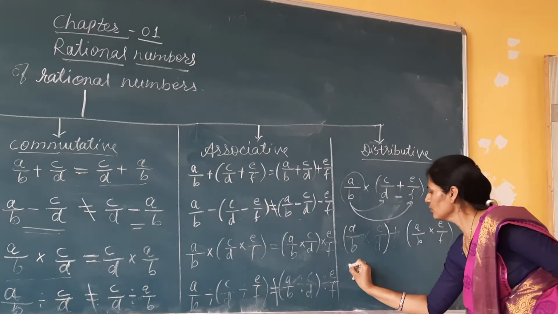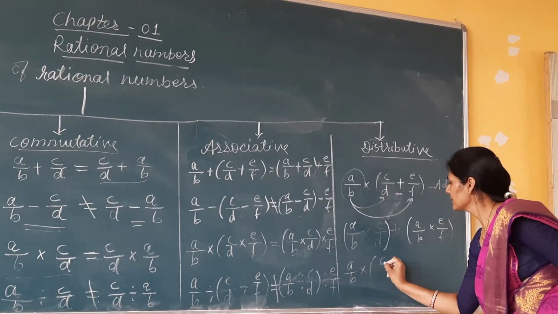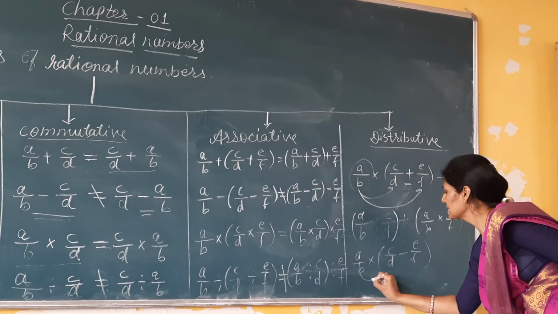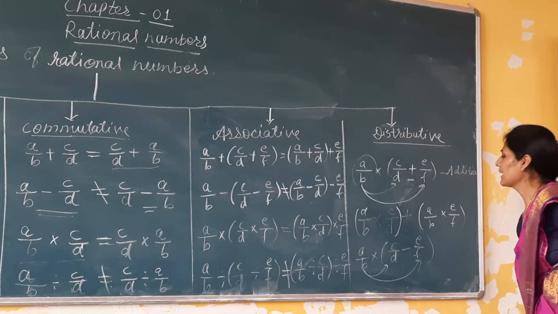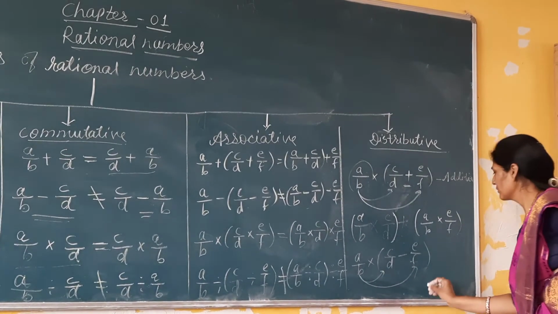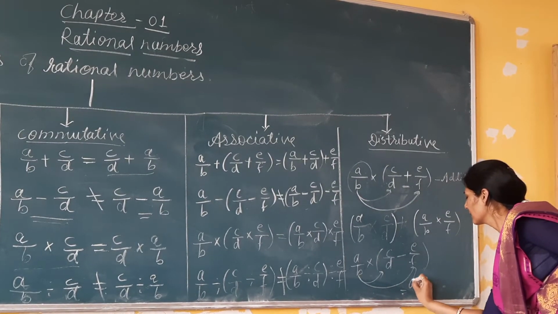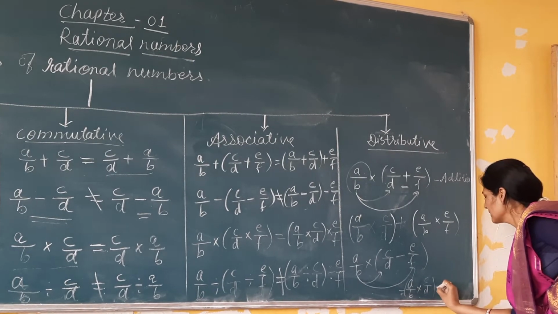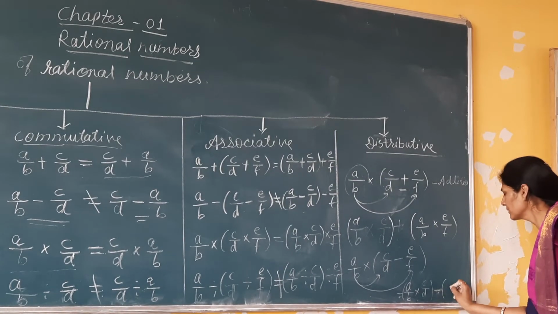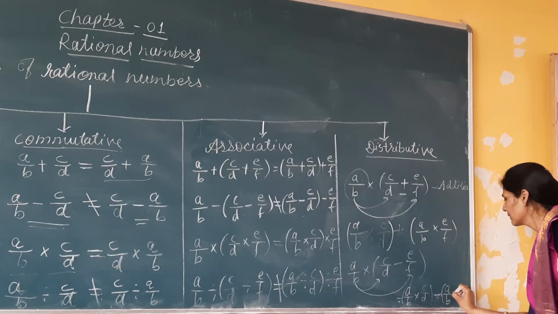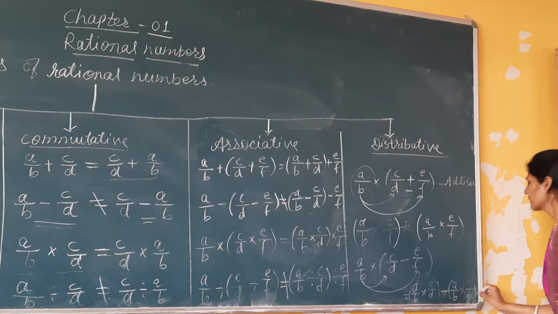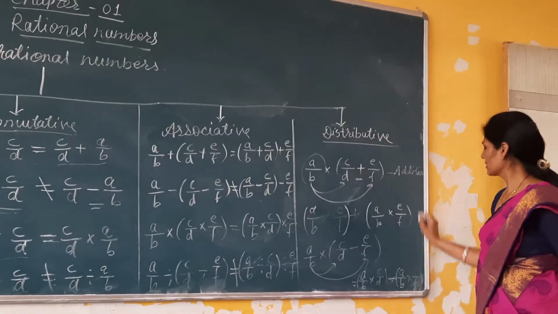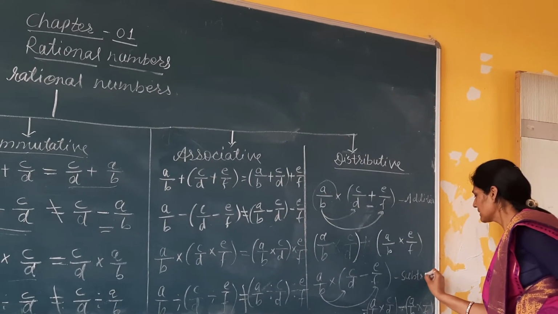And for subtraction also, A upon B multiplied by C upon D minus E upon F. So again we multiply this A upon B with C upon D and A upon B with E upon F. You can write it like this: A upon B multiplied by C upon D minus, this minus sign is most important to put here, A upon B multiplied by E upon F. That means distributivity of multiplication over addition and subtraction. This is for subtraction.